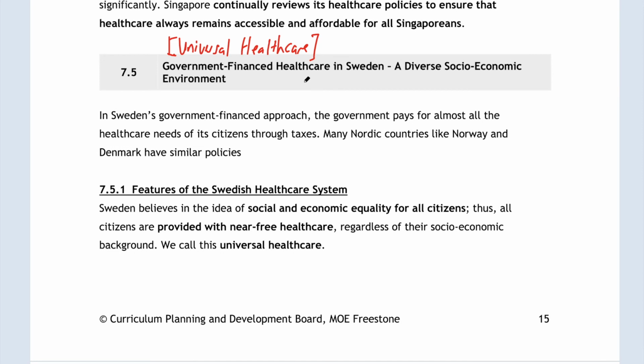So Sweden believes in this idea of social and economic equality. Nobody should be discriminated against based on their SES. So this is why they have such a system. Now, if you didn't know, Sweden is a Nordic country, so it's in Northern Europe essentially. Because they believe in this, in the healthcare system here, all citizens are provided with near free healthcare regardless of their background. So almost nobody needs to pay anything for their healthcare.